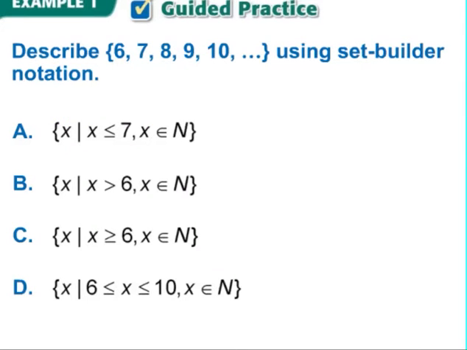Okay, let's look at another one. Describe that using set builder notation. So you got your expressions handy. So I need you to go ahead and enter that in. Describe that using set builder notation. A, B, C, or D.